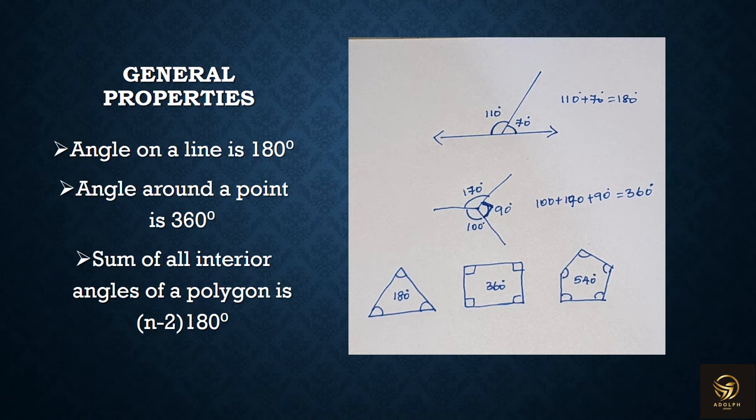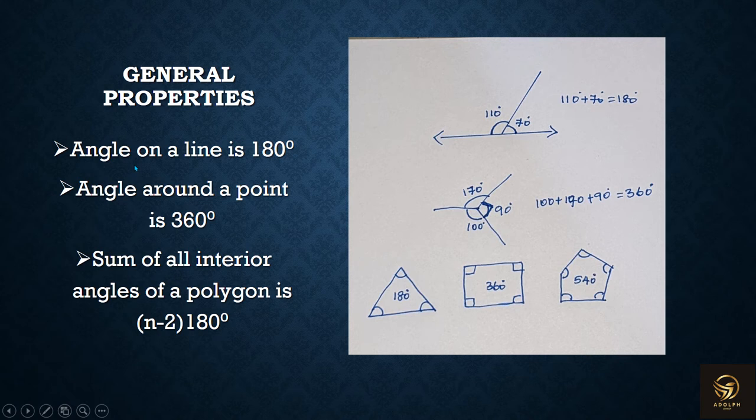So initially, general properties. This is what you have learned maybe from your fifth grade or fourth grade. These are the three properties that have been concluded as general properties. So angle on a line is 180 degrees, which means in the first diagram, which you can see on the right side, that on a line there are two angles. One is 110 and another one is 70. If we add both, we are getting 180. So maybe one of the angles is going to be unknown and we will solve the problem. So the property we have to keep in our mind is angle on a line is 180 degrees.